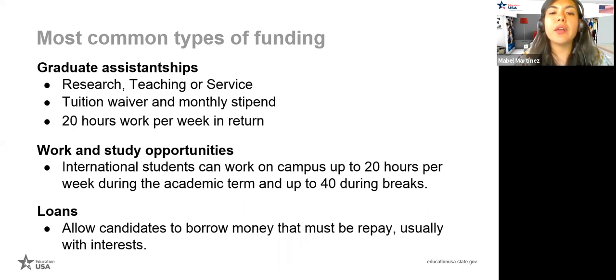For example, the Rowe Fund, provided by the Organization of American States. It's an education loan that is interest-free. So you might have access to opportunities like this.